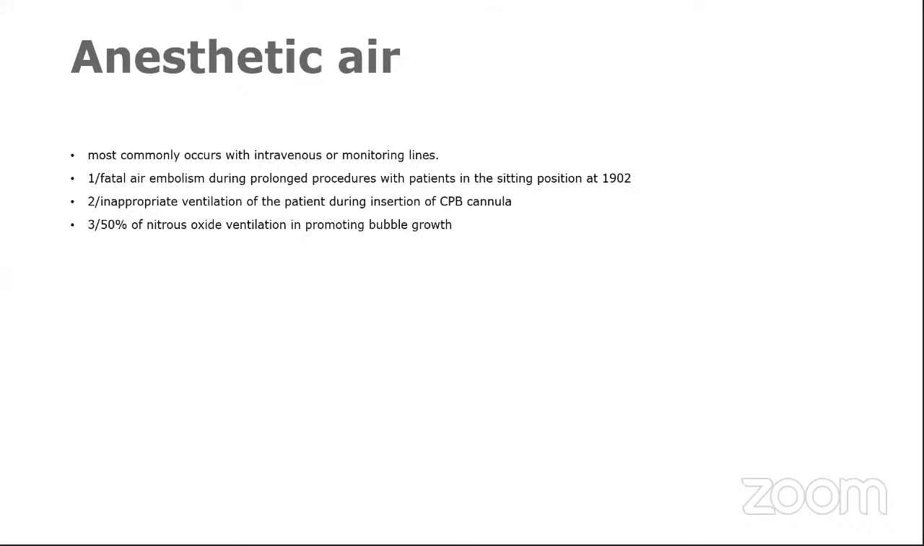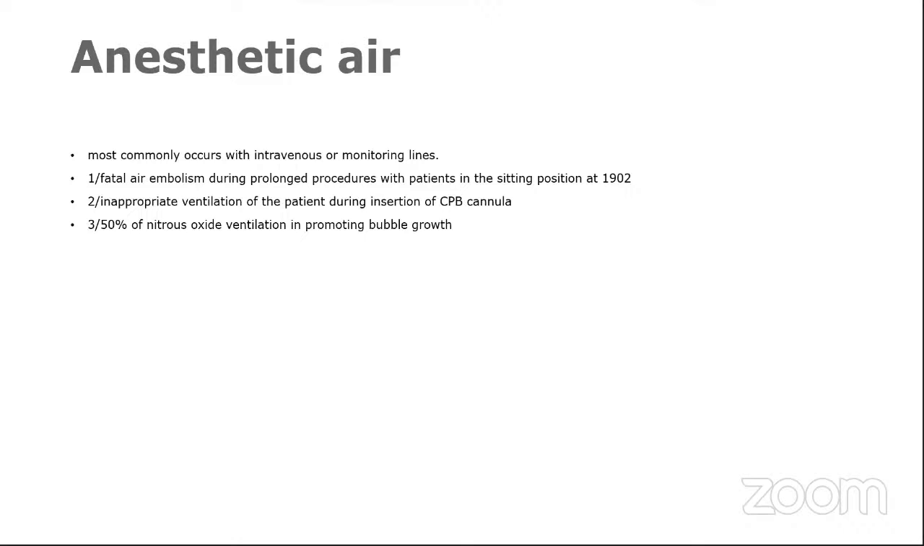Second thing, it's inappropriate ventilation of the patient during insertion of the cardiopulmonary bypass cannula. Once we are inserting the cannula, or even the left atrial monitoring line, he should expand the lung fully to displace the pulmonary vein air. So this is the de-airing. If he is not doing that during cardiopulmonary bypass, this may cause air embolism.